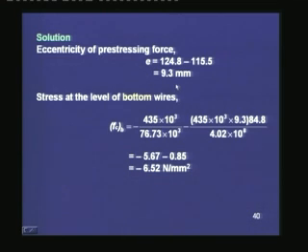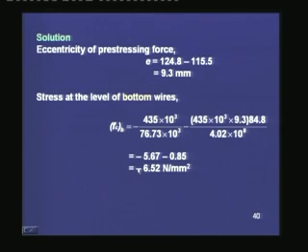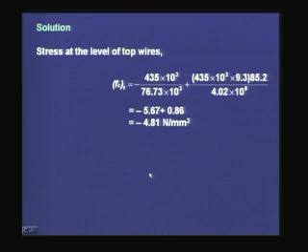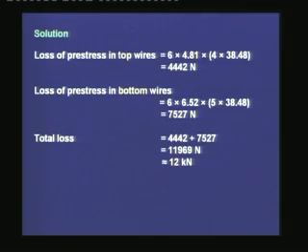Now, once we have got these accurate values, we are calculating the stress at the bottom. It is the same expression, but with more accurate values of the area, the moment of inertia and the eccentricity. With those accurate values, we find that the stress at the bottom is minus 6.52 Newton per millimeter square. The stress at the top is minus 4.81 Newton per millimeter square. Both these values are slightly different from the values that we had seen earlier.